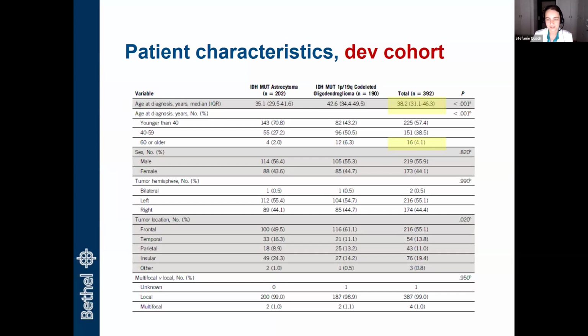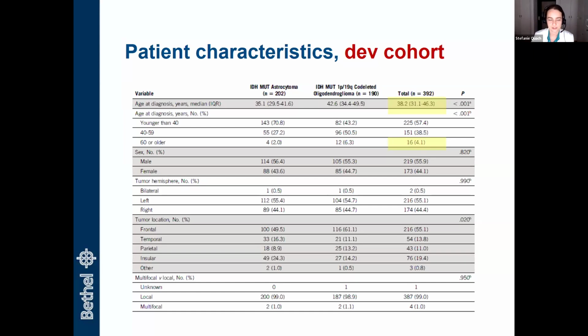But this is interesting to keep in mind because of the cutoff of 40 years for certain treatment decisions as recommended in the EANO guidelines. There's some idea that low-grade glioma patients should not be 60 years or older, but in this cohort they had 4%. Whether this is a high or low number, I think could be a matter of discussion, but these are the patients that were included.